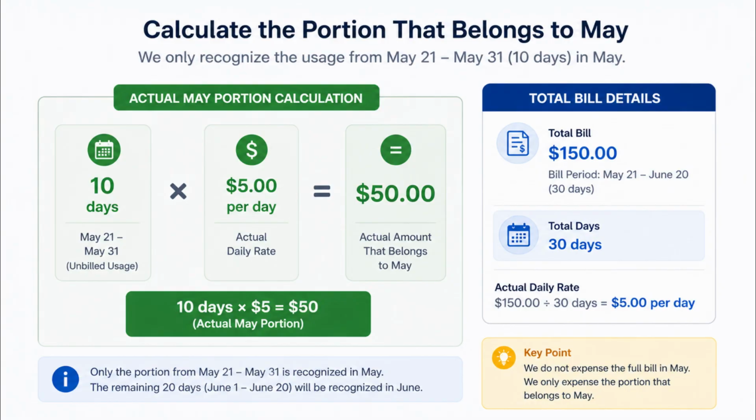Now we focus only on the portion that belongs to May. That's still the 10 days, May 21st to May 31st. So the actual amount for May is 10 times the $5 actual daily rate, which is $50.